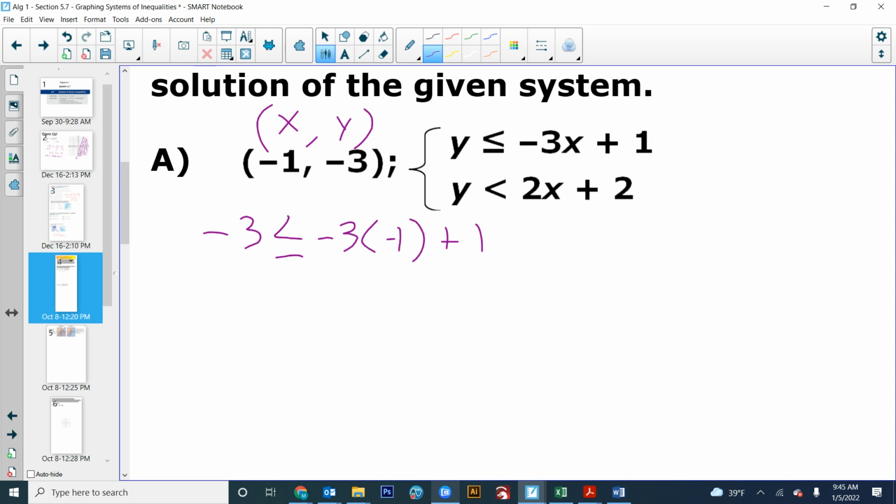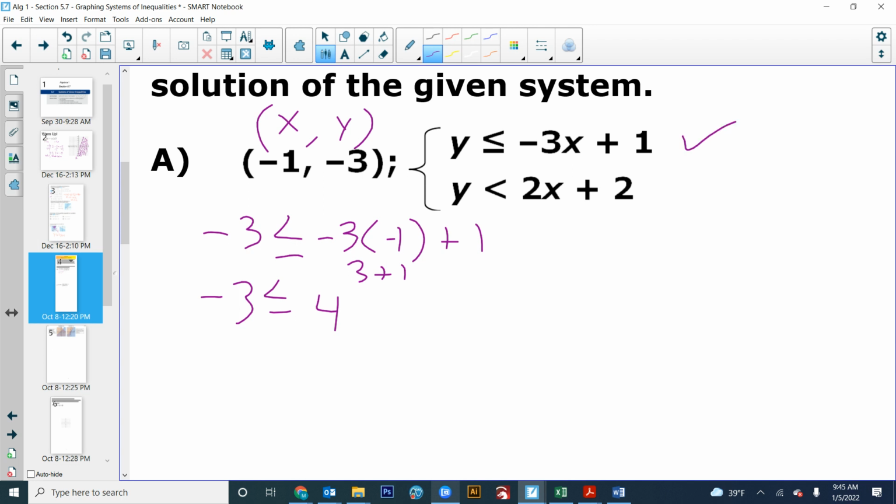All right, what do we got? -3. What's -3 times -1, guys? 3. What's 3 plus 1? 4. Is -3 less than or equal to 4? Is this true? -3 is not less than or equal to 4? It is. So, first one's true.